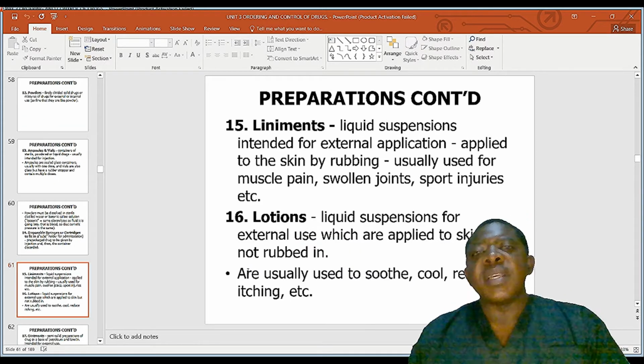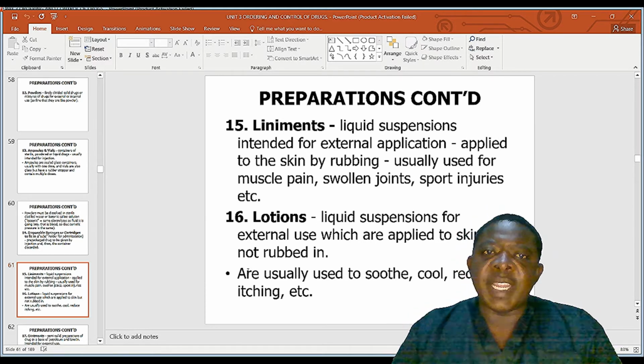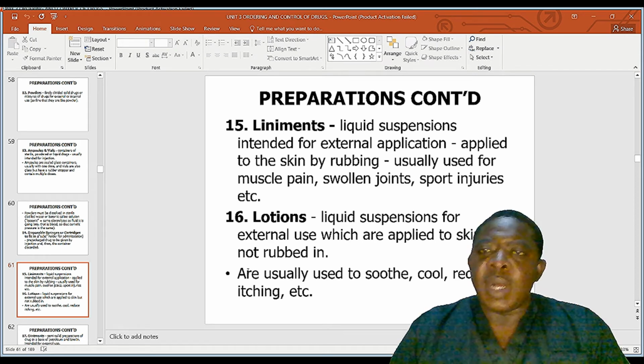Then on preparations we also have liniments. Liniments are liquid suspensions intended for external application.